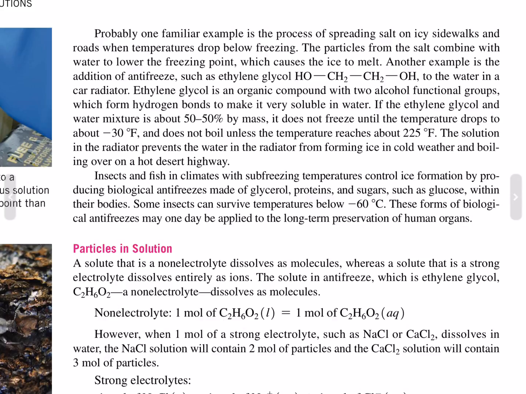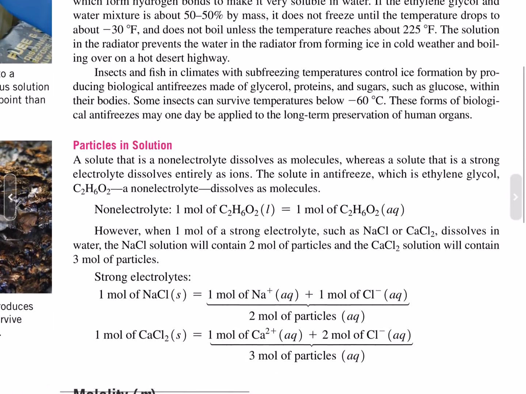Insects and fish in climates with sub-freezing temperatures control ice formation by producing biological antifreezes made of glycerol, proteins, and sugars such as glucose within their bodies. Some insects can survive temperatures below -60 Celsius. These forms of biological antifreezes may one day be applied to long-term preservation of human organs.